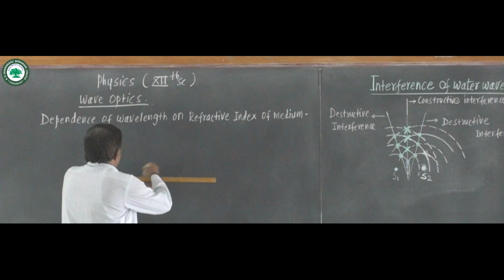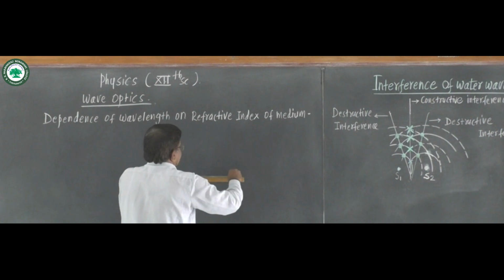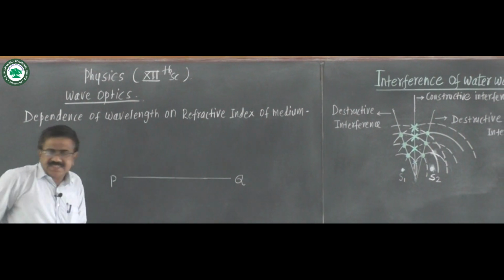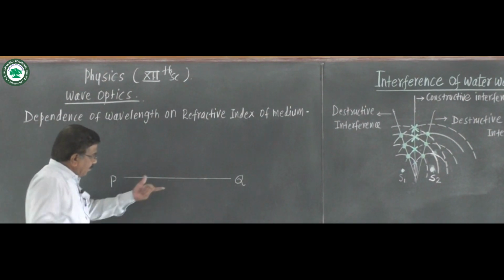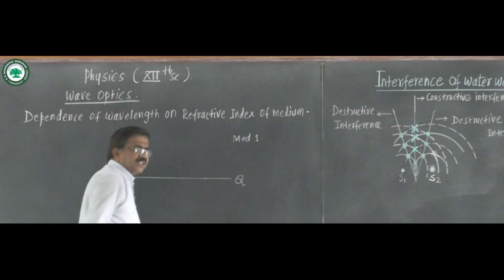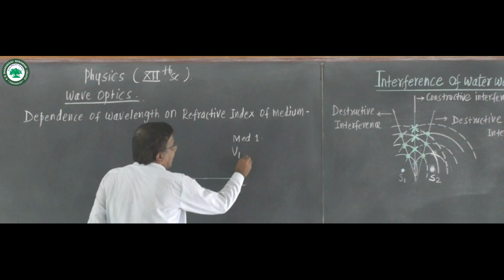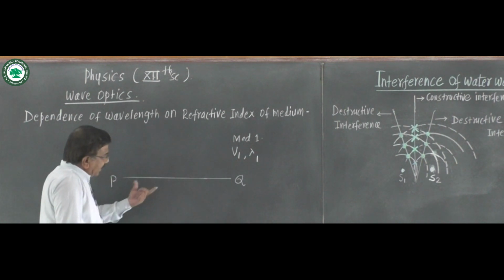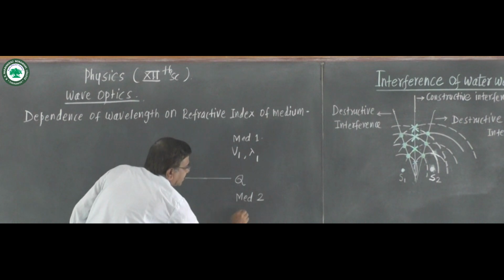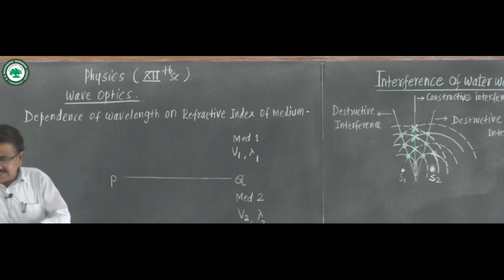Suppose this PQ is the refracting surface. It separates two media. Medium above it is medium 1. Suppose velocity of light in this medium is V1 and wavelength in this medium is lambda 1. Medium below it is medium 2. Velocity is V2 in this medium and wavelength of light in this medium is lambda 2.